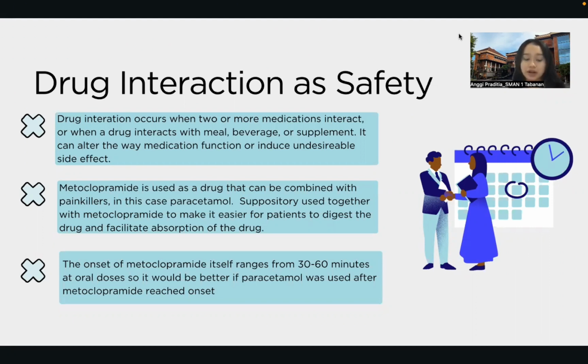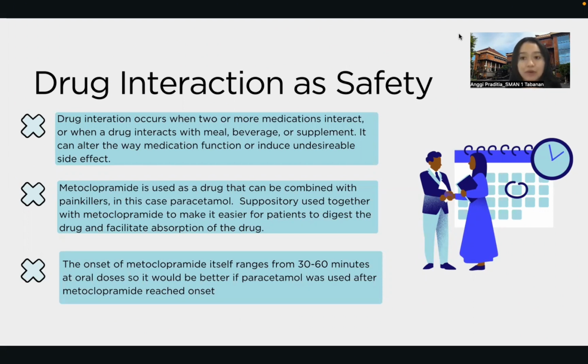In this case of Ms. Ari, she is to use metoclopramide, paracetamol, and also a suppository. The metoclopramide itself is used as a drug that can be combined with painkillers or analgesics, in this case paracetamol. So it's safe for Ms. Ari to consume metoclopramide and paracetamol. Other than that, the suppository is used together with metoclopramide to make it easier for the patient, in this case Ms. Ari, to digest the drug and facilitate absorption of the drug.